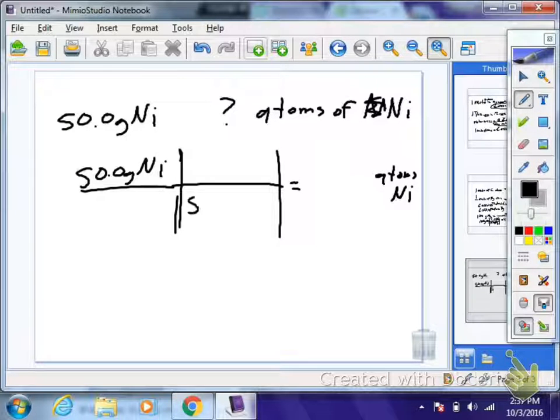58.693. What goes up there? Atoms. So what number goes with atoms? 6.02. Not moles of atoms, but just atoms. 6.022 times 10 to the 23rd. And then I do my calculation. And I find it. Okay.